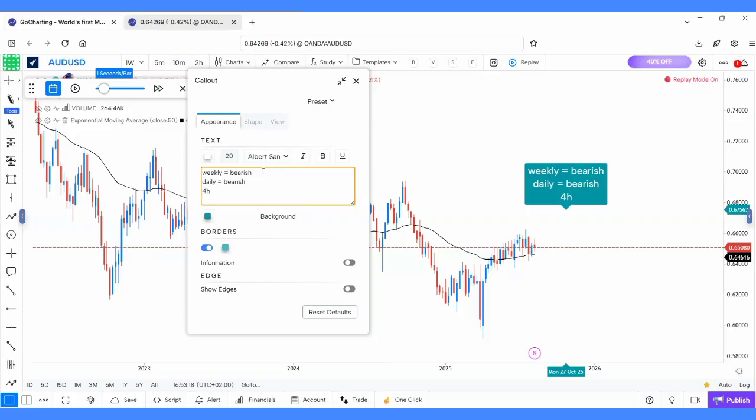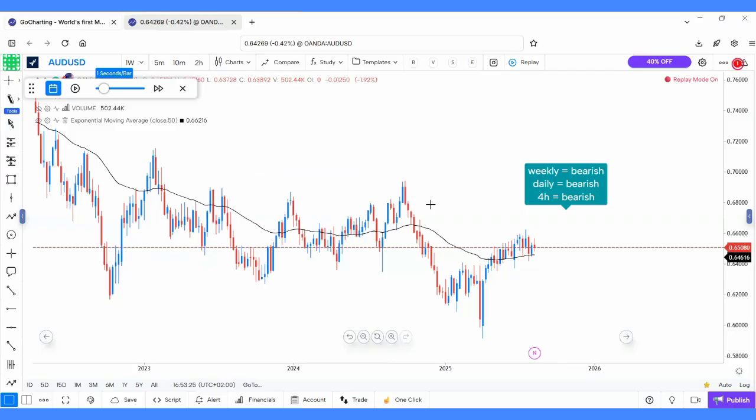4 hour equals bearish also. We just saw it now. Now that we're done with the market structure, we need the very important stuff, the area of interest. Guys, I know a lot of you struggle with this one, but I'm gonna simplify it in this video just now. You can see, guys, one more time, recap. Weekly is bearish, daily is bearish, 4 hour is bearish.